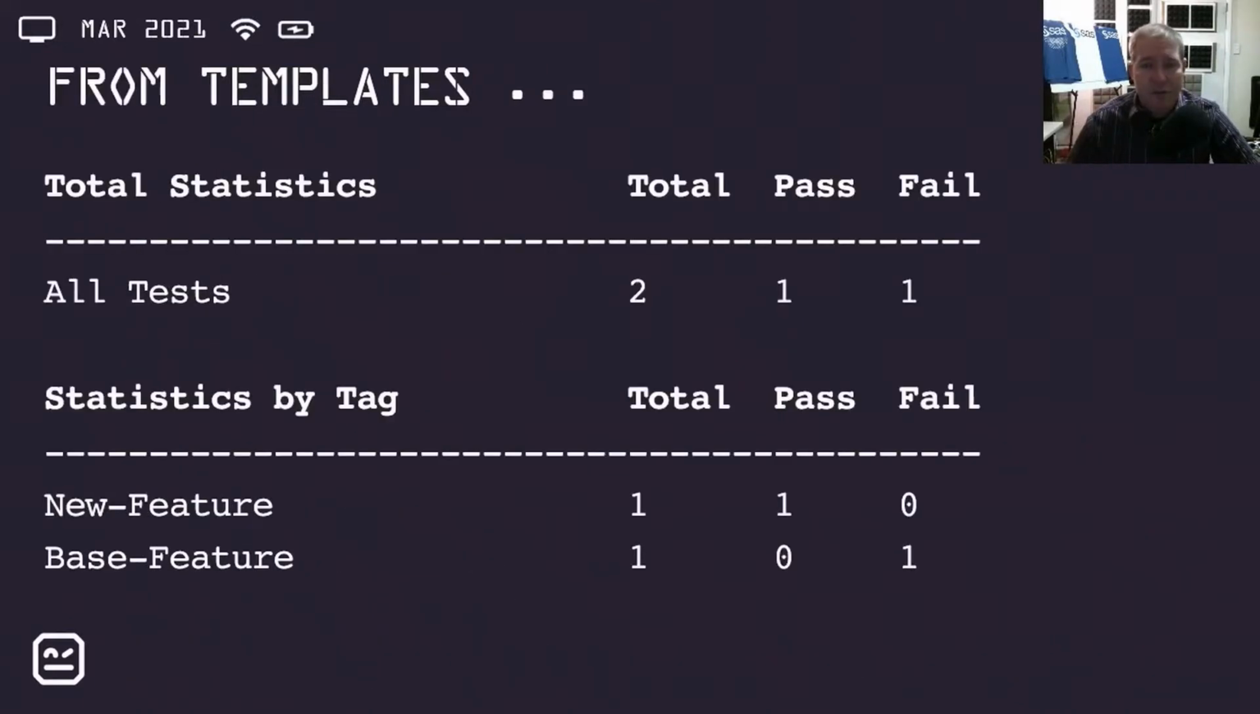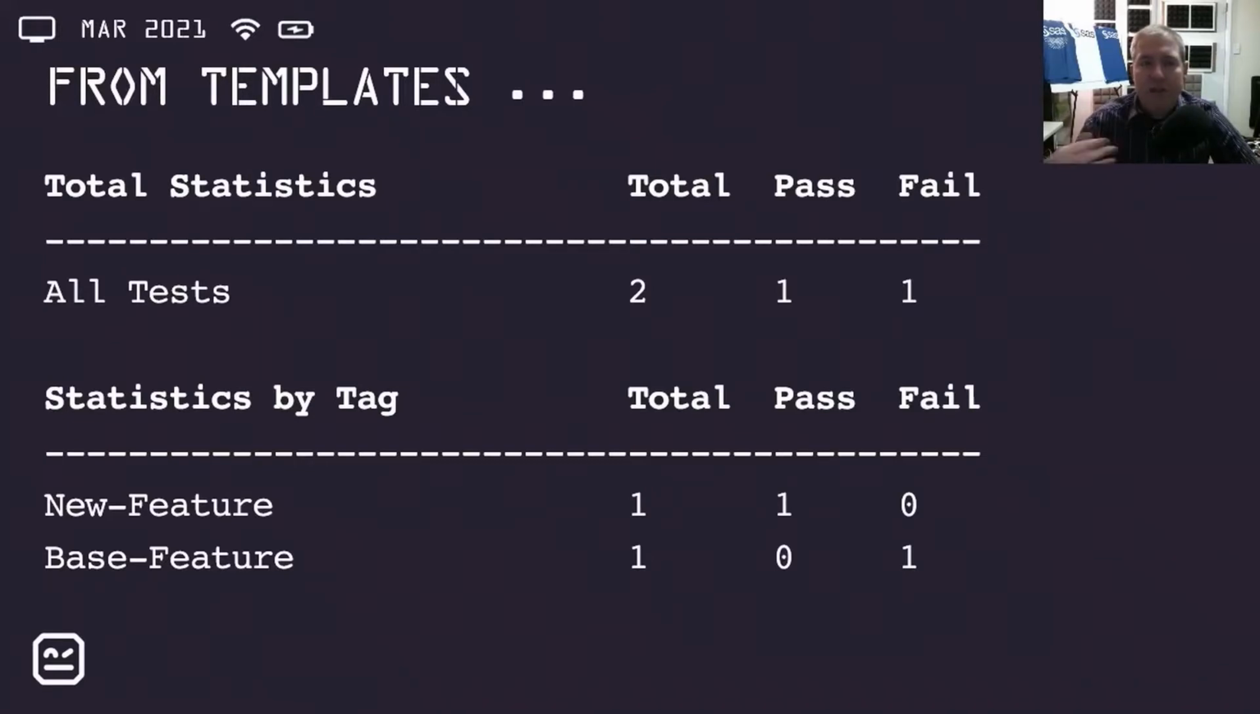Templates don't give us much granularity as we're looking at the results. 1 out of 2, 0 out of 2, 2 out of 2. It's not giving us as much information as we could, and as much information as we've generated. And for us, it's even more striking if we wanted to look at the statistics by tag. We have our total, pass, fail. The new feature, 1 out of 1. Hey, we're doing great. Our new feature must be solid. Base feature, 0 out of 1. A regression must be off the charts. What are we doing? It's a disaster.